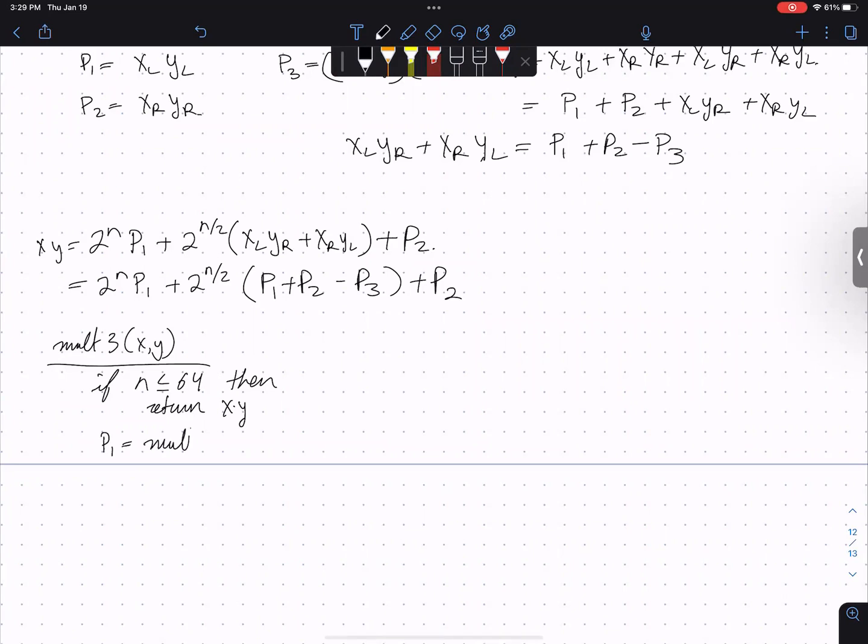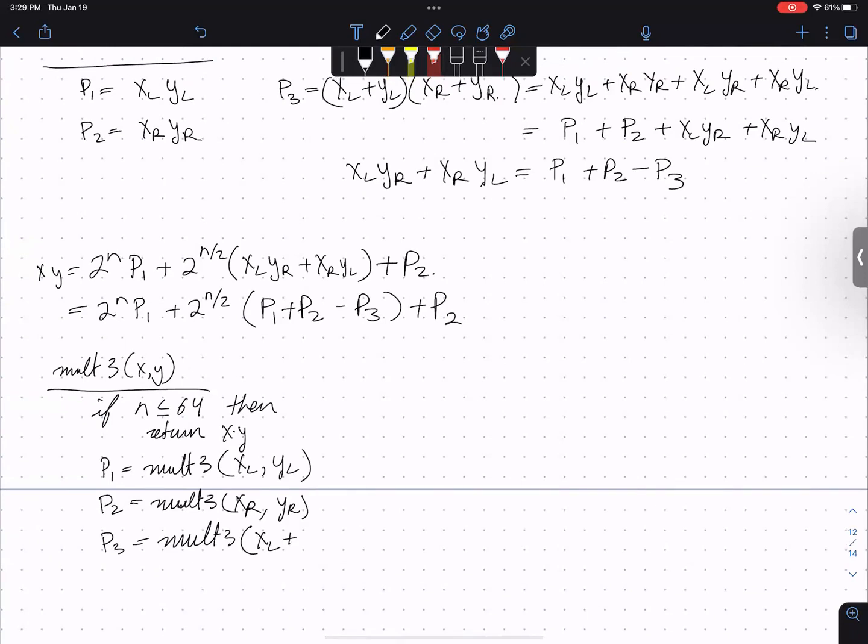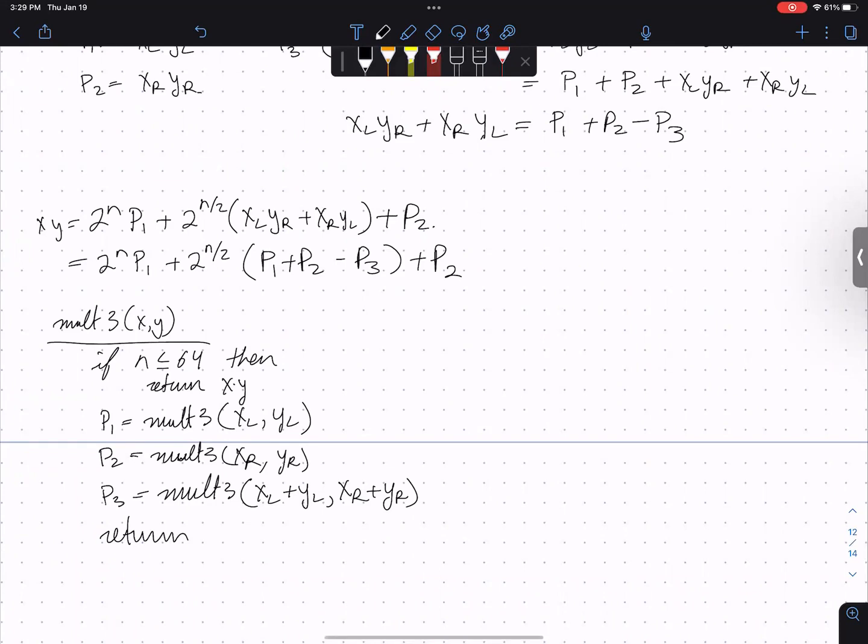Otherwise, we're going to compute P1 recursively, mult3 XL YL, P2 equals mult3 X right times Y right, and P3 equals mult3, whatever we had up there, XL plus YL, XR plus YR. And now we're going to return 2 to the n P1 plus 2 to the n half P1 plus P2 minus P3 plus P2. And that's our new algorithm. So same kind of structure as the previous one, but we did a little algebra to make sure we're only doing one of these multiplications, a recursive multiplication.